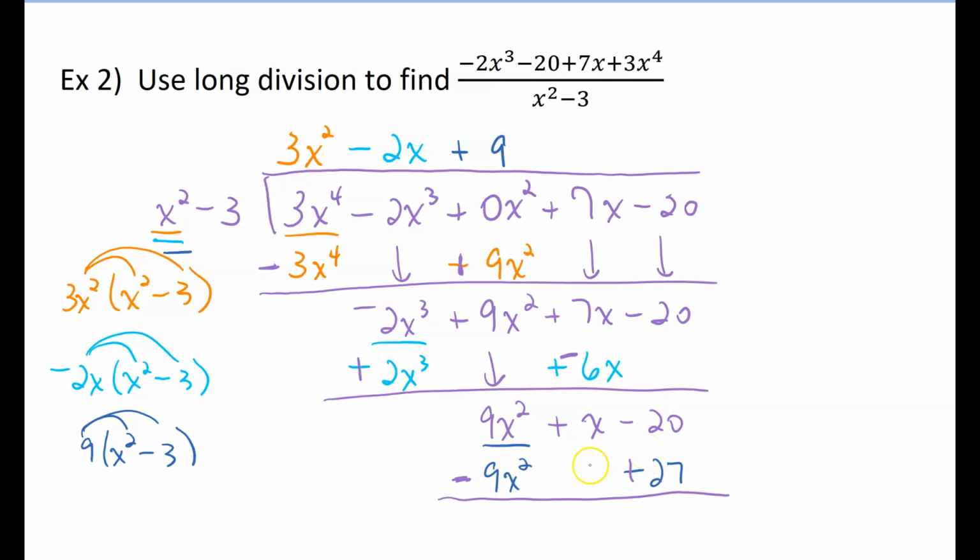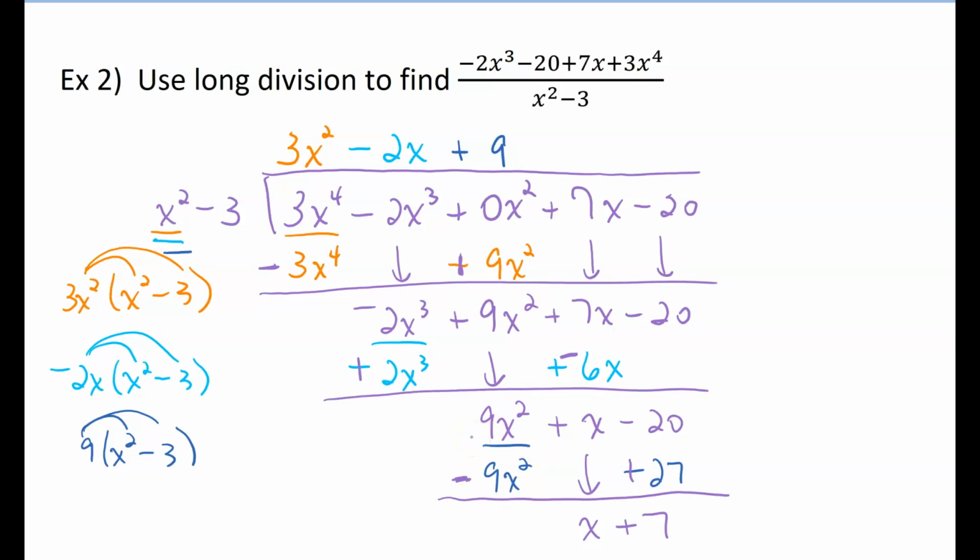Nothing to add to the x term, so we carry down. And now I have negative 20 plus 27, which is 7. Yes? Why is it just 9 up here? Is that your question? Because when you multiply the 9 by the x squared, you get 9x squared, and that's the term that we want to subtract out.